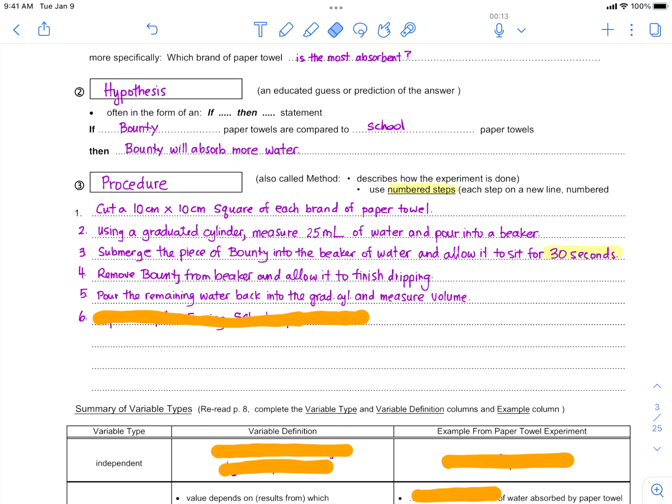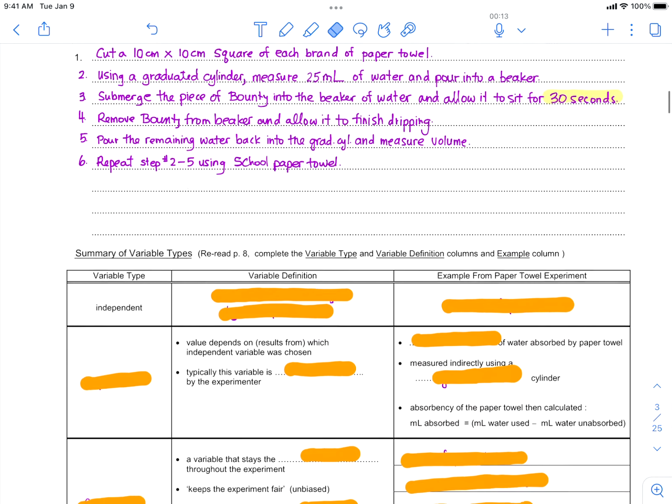Number 5, pour the remaining water back into the empty graduated cylinder and measure the volume. And last but not least, repeat steps 2 to 5, now using the school paper towel. So this is our procedure, and there's some things in here that are very specific, and we want to talk about why we've done these things and how we've set up this experiment. So let's talk for a minute about variable types.